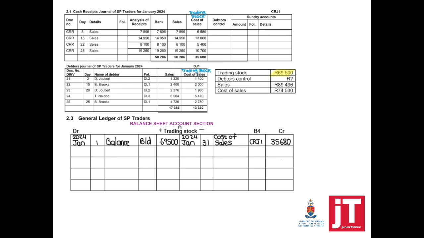Debtors journal, cost of sales, our assets will decrease because we sold goods and the cost of the goods that were sold was 13,350. There were no other journals, so now we can balance or close off the account, which means that we take the debit side and we minus everything on the credit side. The difference is called the balance carried down, means February 2024 on the 1st balance brought down.